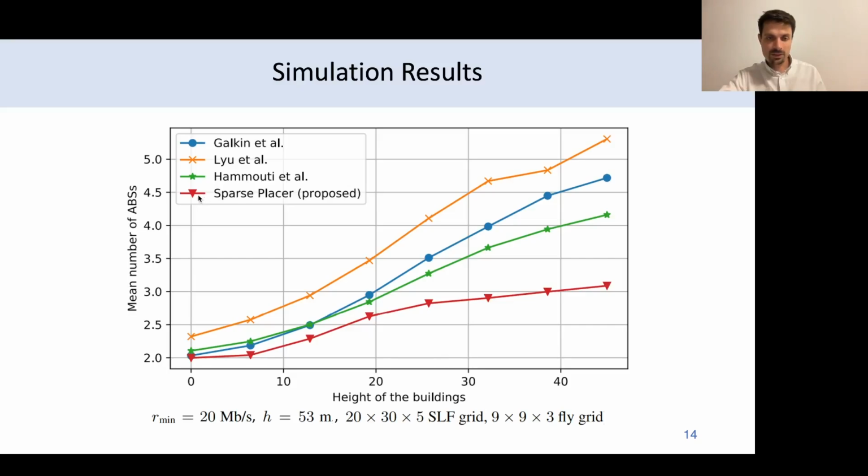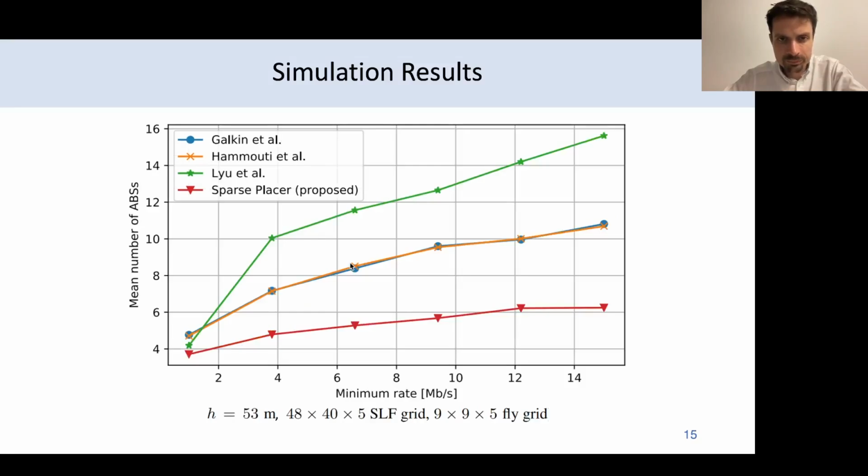But here we observe not only that the proposed algorithm needs fewer ABSs, but its sensitivity to the height of the buildings is smaller, right? So this has a smaller slope than the curves corresponding to the other algorithms.